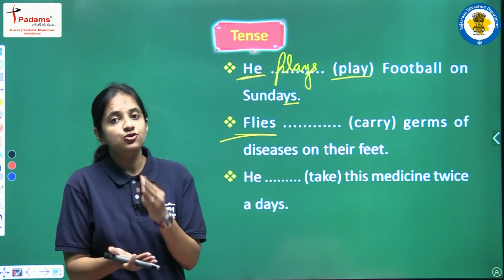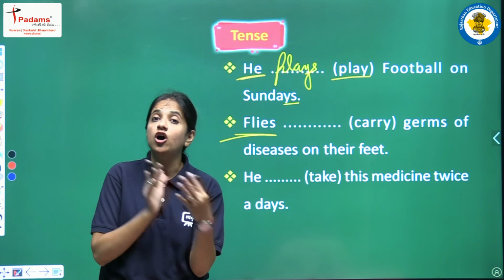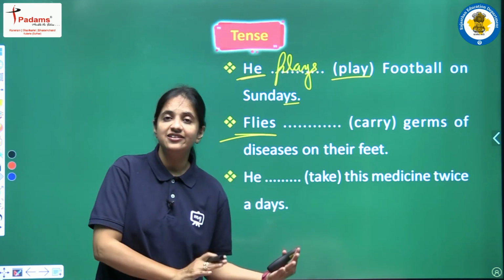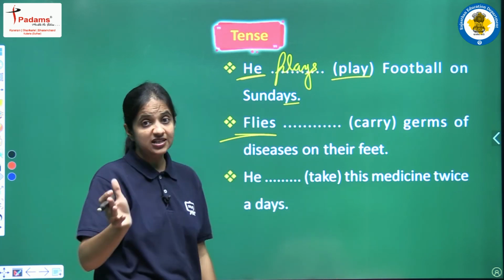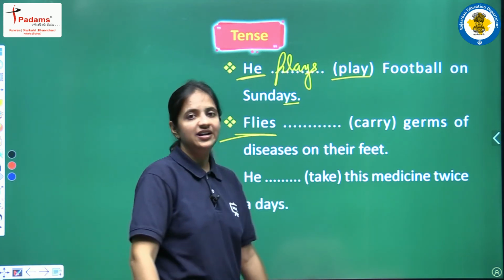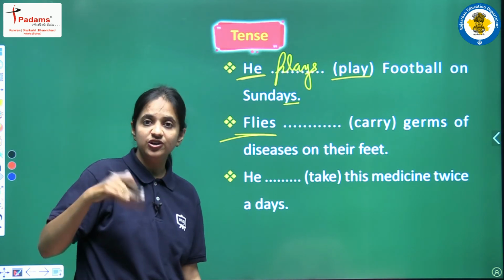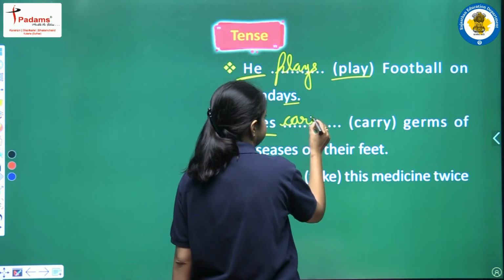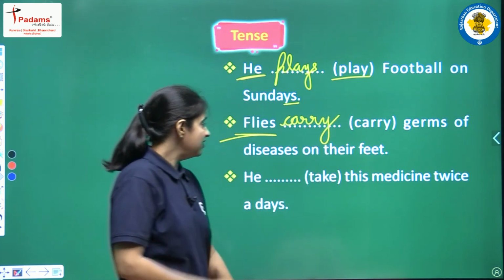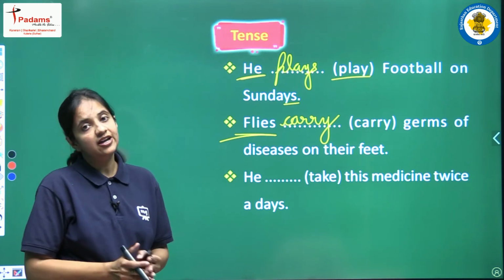Okay, so just to focus on the subject, just identify whether it is singular or plural, and according to that, follow the rules. So here we are having a plural subject. So we all know that in a plural subject we use only the first form, we won't add s or es, so we will write carry, and our answer will be flies carry germs of disease on their feet.